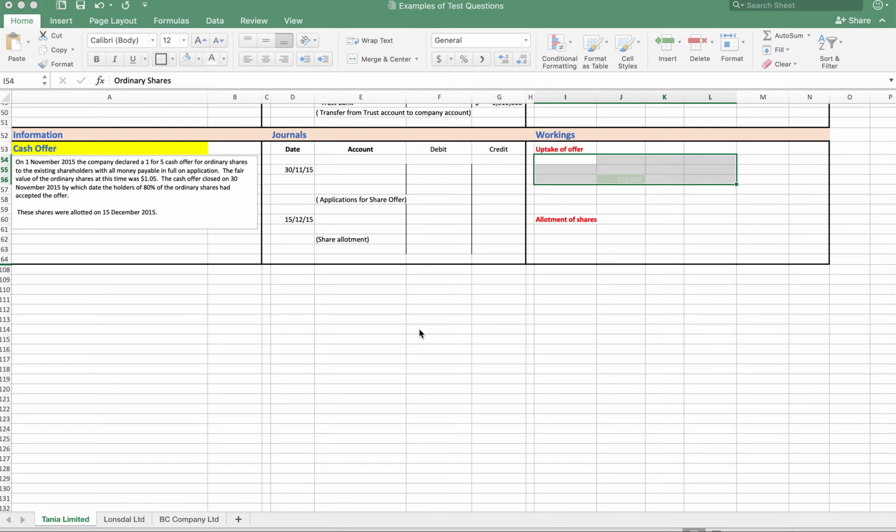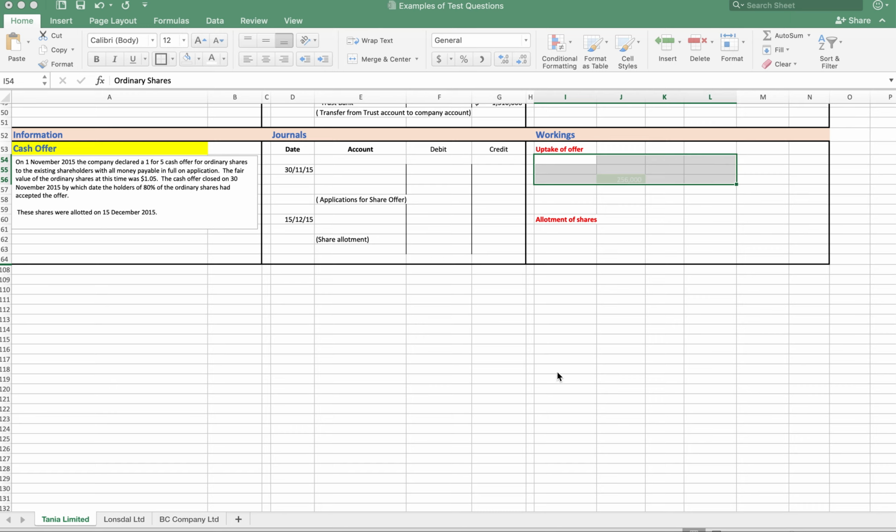So we want to raise some more capital. We're going to our existing shareholders and we're saying to them, for every 5 shares you hold, you can buy another share for $1.05. Okay, so we've made that offer. From that offer, 80% of our shareholders opted to take it, so they've sent in their payments and wanted the extra 1 share for every 5 they held. Right, so we need to account for that.